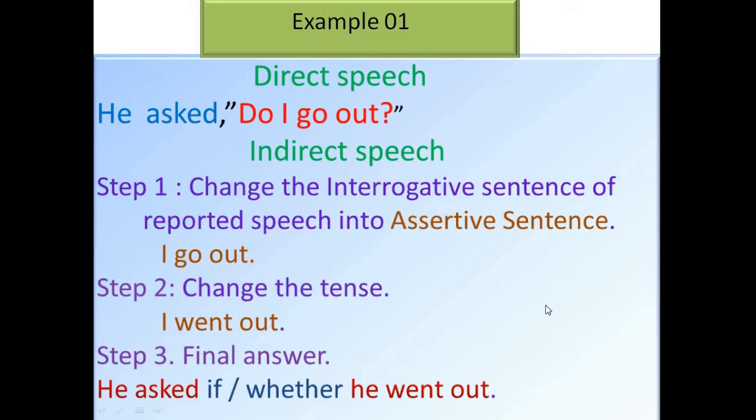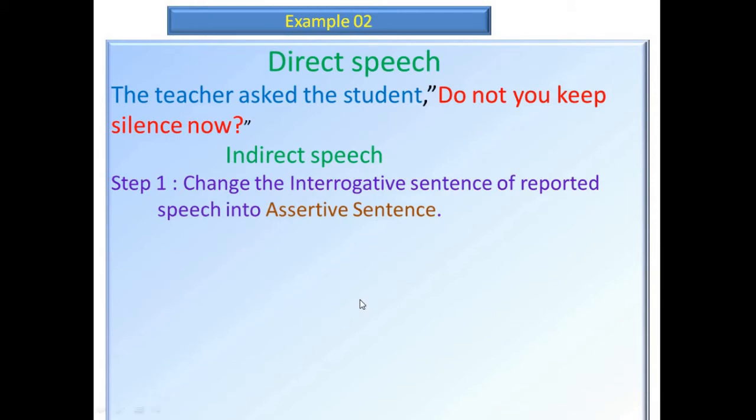Let us go to the next example. If you have any doubt, my respected learners, about the direct speech and indirect speech in interrogative sentences, ask me in the comment box. Next example. The teacher asked the student, do not you keep silence now?